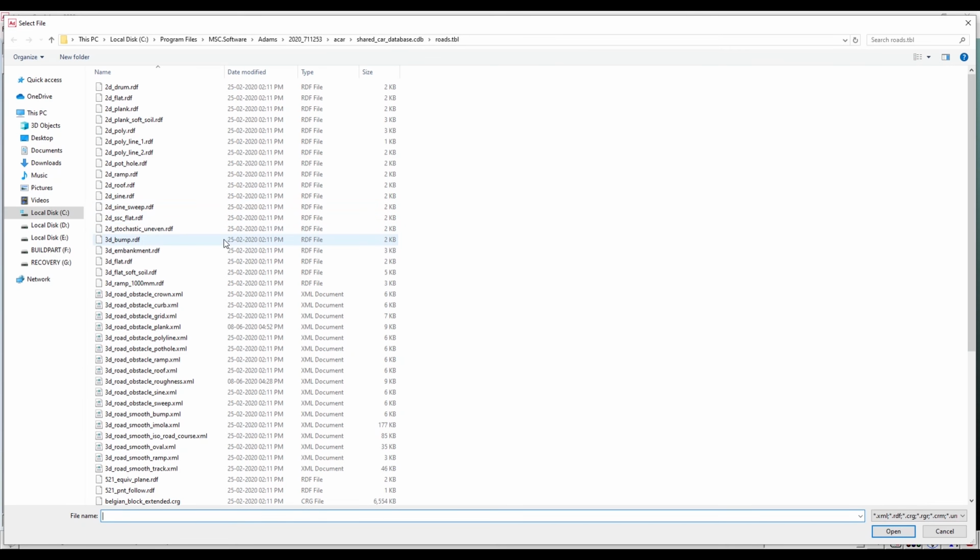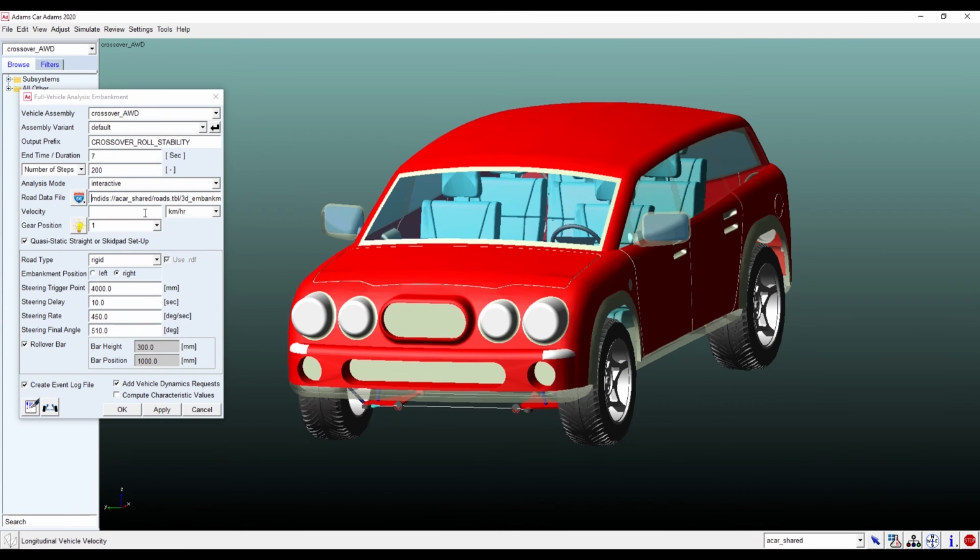The road can be used with or without a rollover bar. The user can change the position and height of the rollover bar to meet their requirements. An embankment analysis helps you study the vehicle reactions to sliding down the road and rolling over. The embankment road type can be rigid or soft soil. The rollover bar is always rigid.